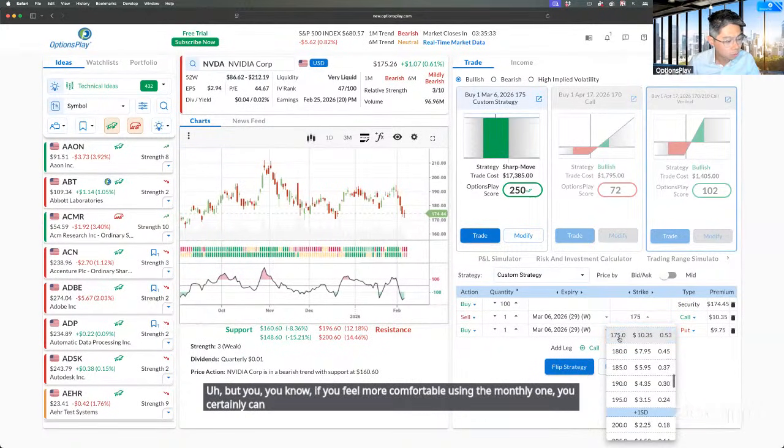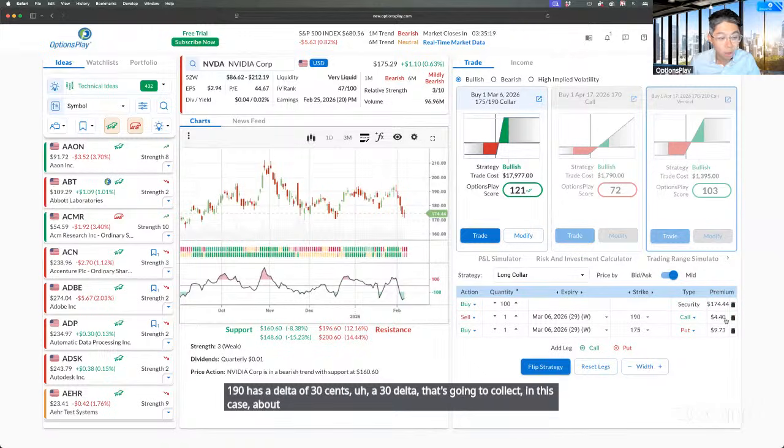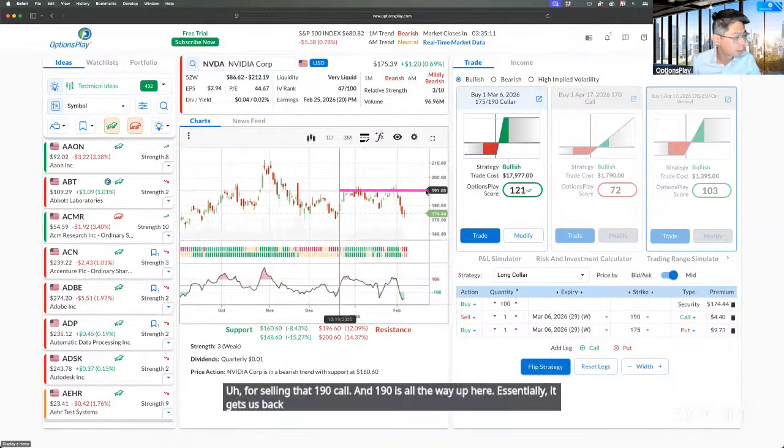So as you can see, what I'm looking for is the 30 delta strike price, which in this particular case is the 190 strike price. 190 has a delta of 30 cents, a 30 delta. That's going to collect, in this case, about $4, call it $4.40 for selling that 190 call. And 190 is all the way up here. Essentially gets us back to the upper bound of the range.